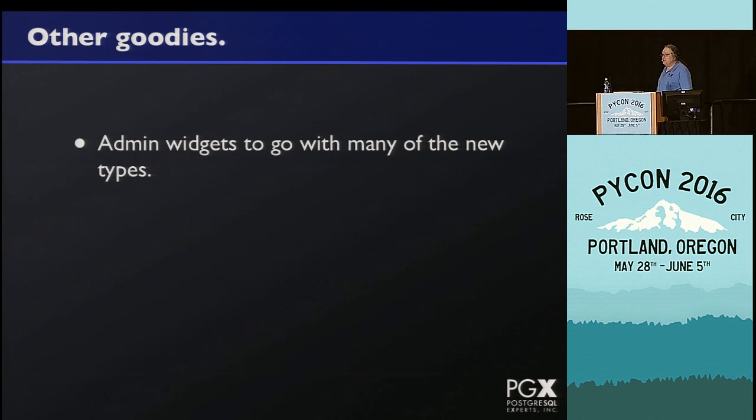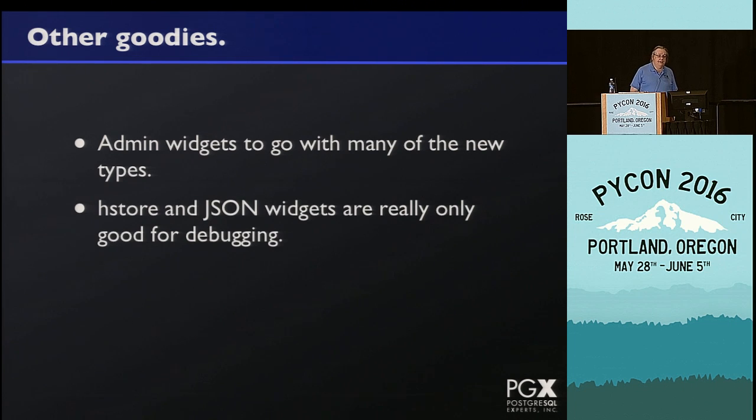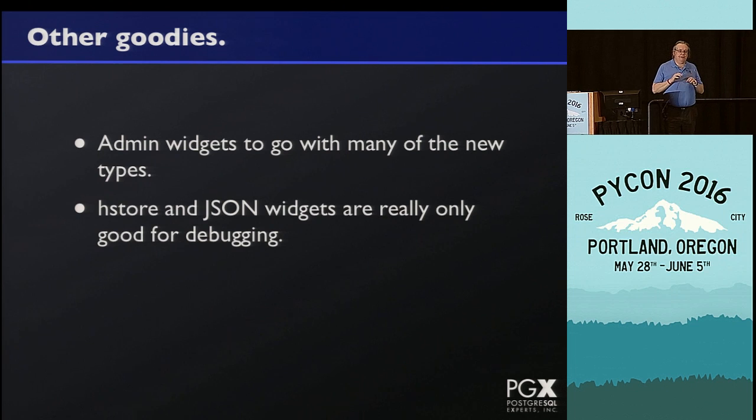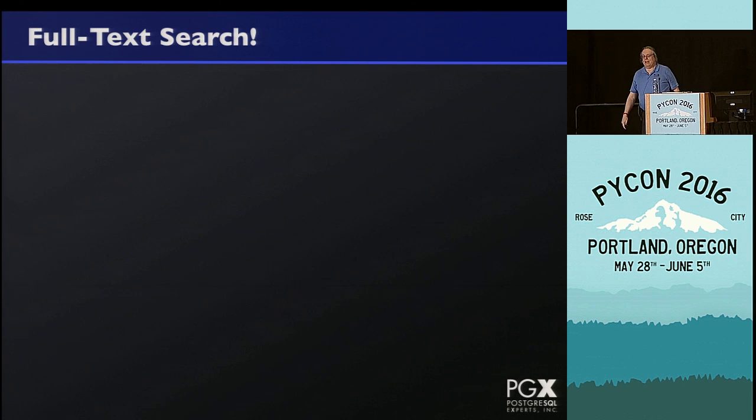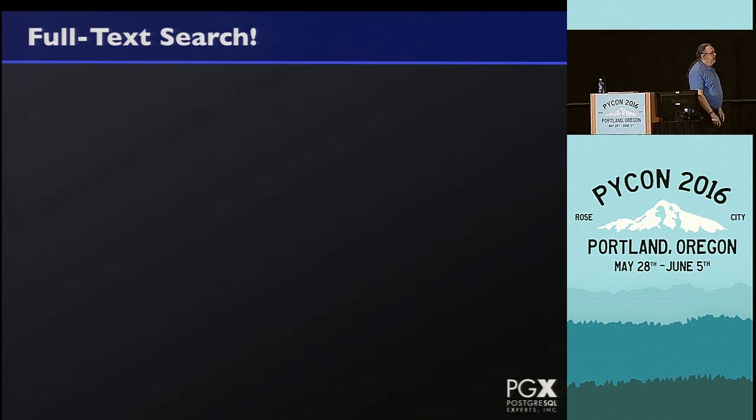We get admin widgets to go with a lot of these good types. The hstore and JSON widgets are really only good for debugging, because how many people sit down and type JSON into an admin form? Not really a good user interface. Okay, so that's what you get right now if you say pip install Django and it gives you 1.9.